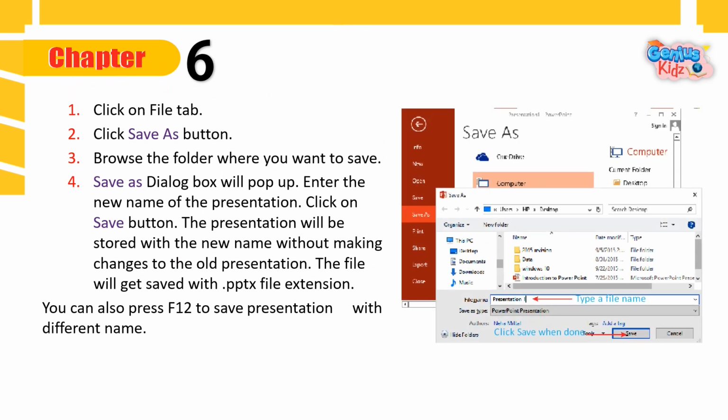1. Click on the File tab. 2. Click the Save As button. 3. Browse the folder where you want to save. 4. The Save As dialog box will pop up. Enter the new name of the presentation. Click on the Save button. The presentation will be stored with the new name without making changes to the old presentation. The file will get saved with the PPTX file extension. You can also press F12 to save the presentation with a different name.